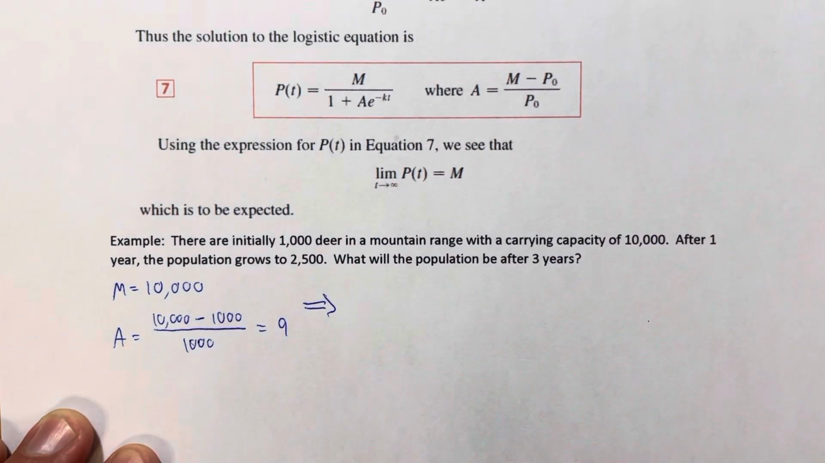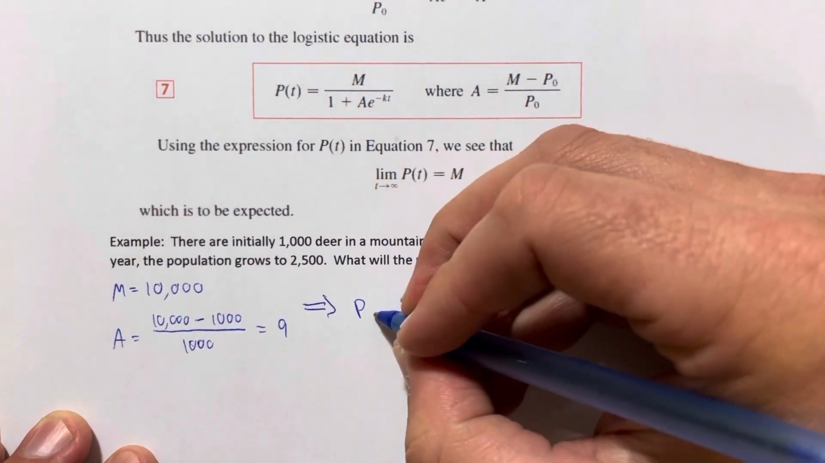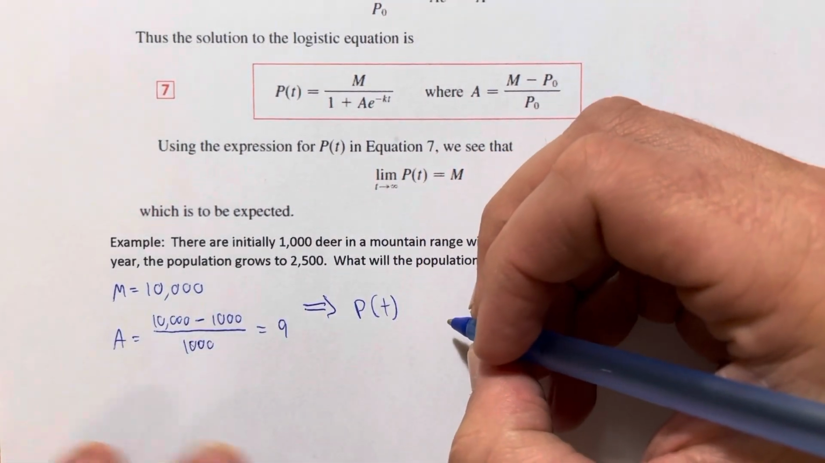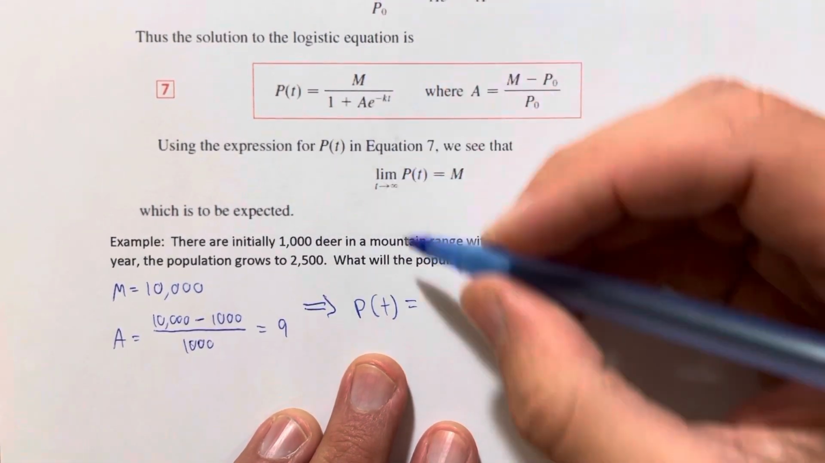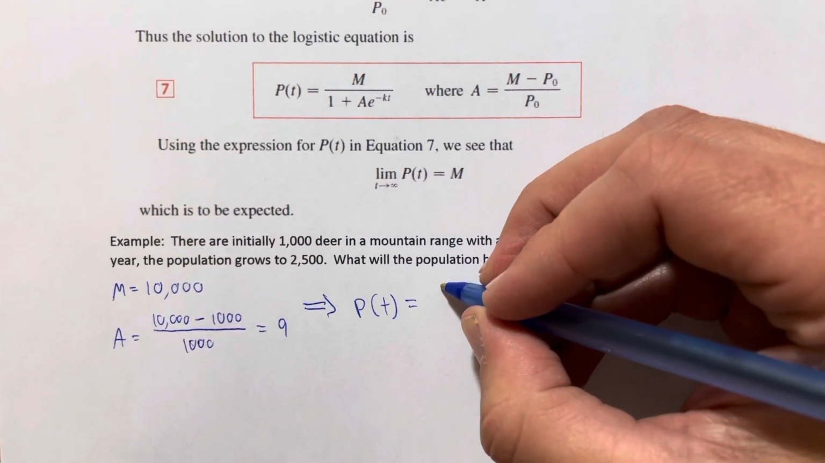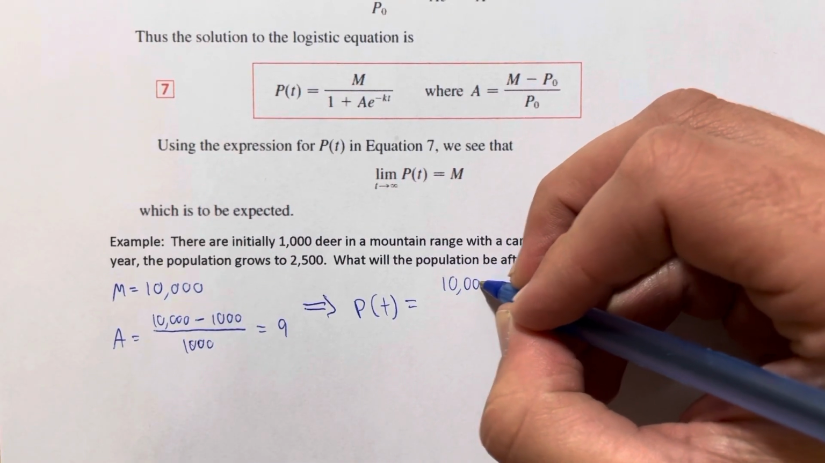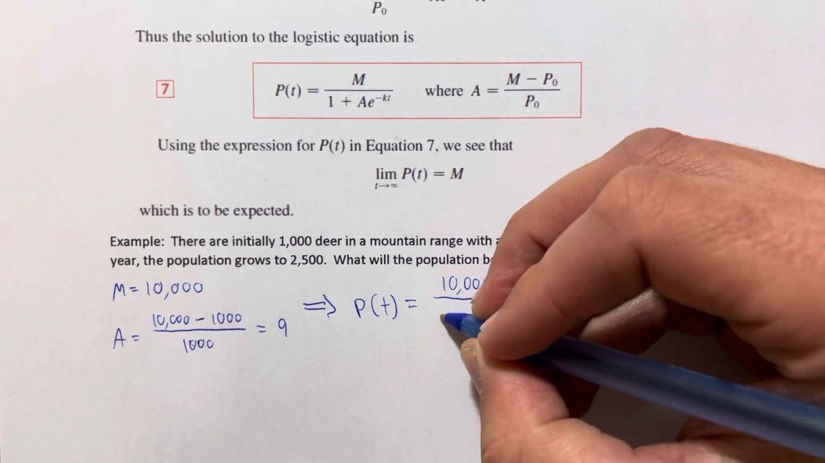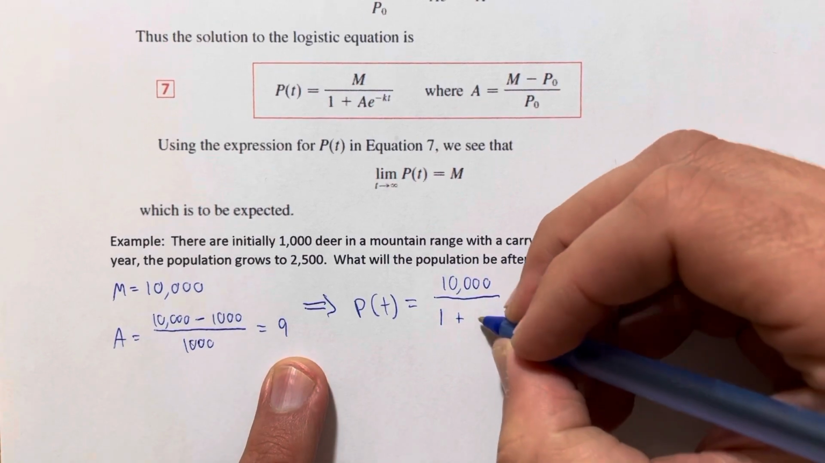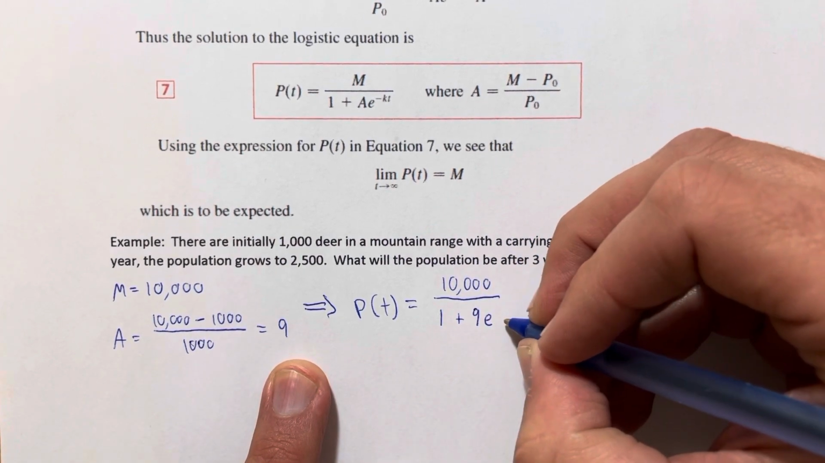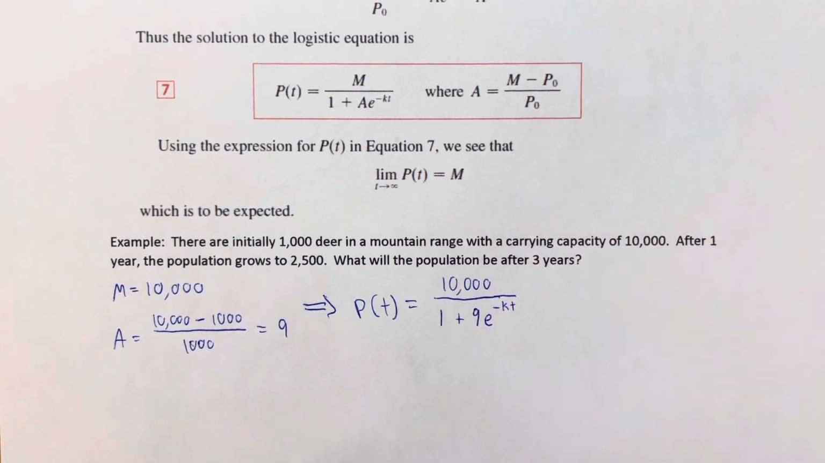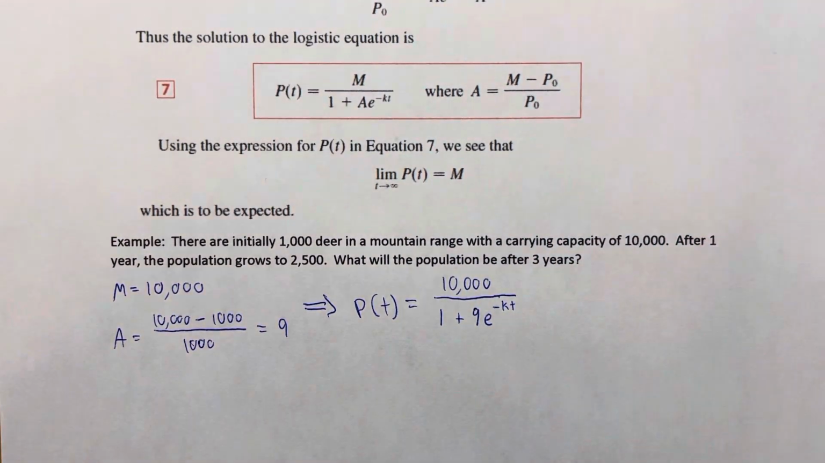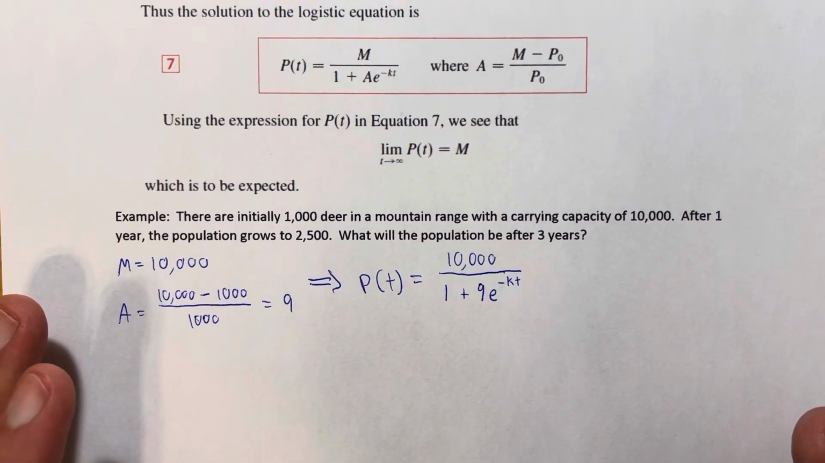So taking these things together, my population model, P of t, is equal to M, my carrying capacity, so 10,000, over 1 plus A, which we found was 9, e to the negative kt. Now I can't use this model for anything yet because I don't know what k is. So there's still an unknown floating around in there.